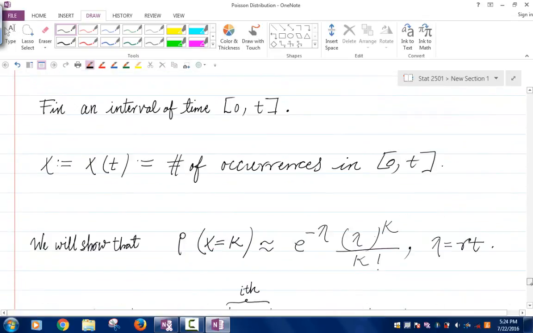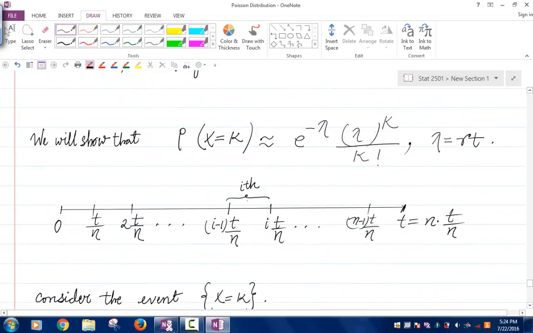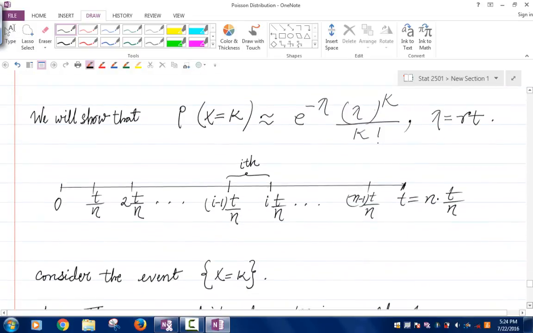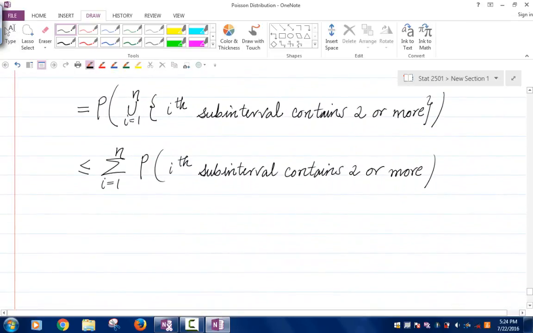Alright, so using that, look at the ith subinterval. The probability of getting two or more occurrences in the ith subinterval, which has length t over n, is little o of t over n. So this is by assumption number 2. What we could say is that this is the summation, i going from 1 up to n, and that probability is little o of the length of the ith subinterval, t over n.